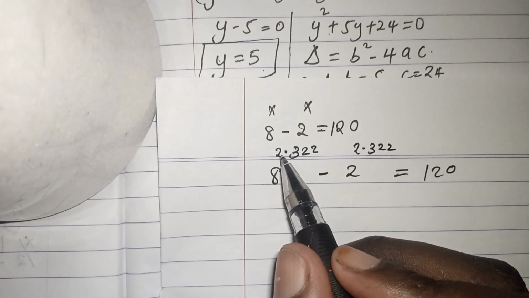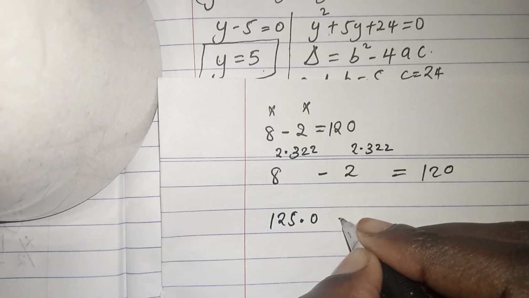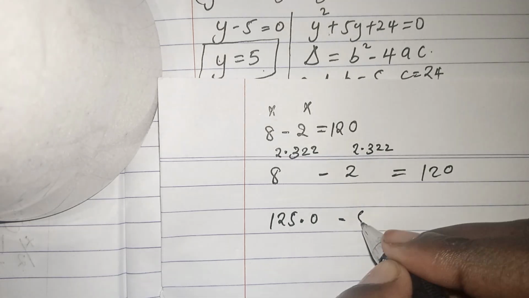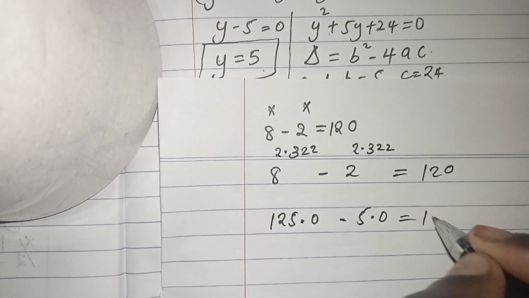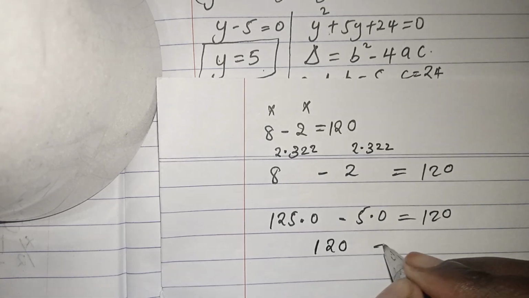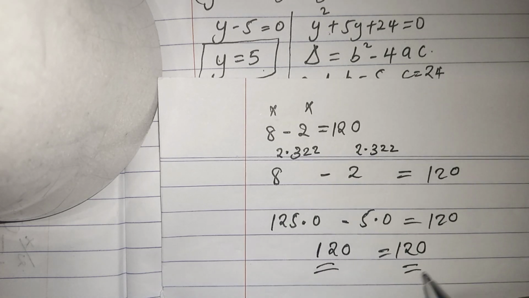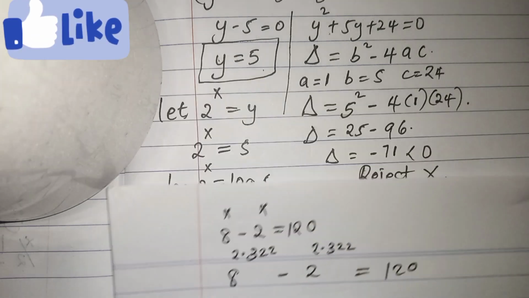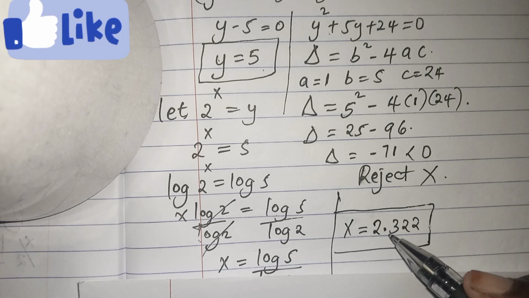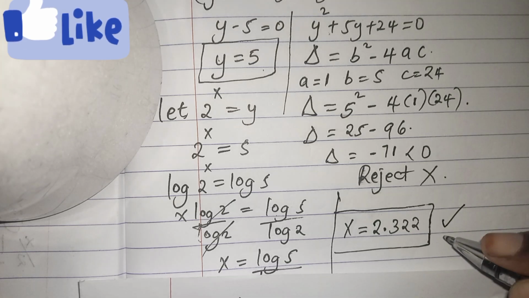So 8 to the power of 2.322, this gives us 125.0 minus 2 to the power of 2.322, this gives us 5.0 is equals to 120. So 125 minus 5, this gives us 120 is equals to 120. So our left hand side and our right hand side are the same, meaning x is equals to 2.322 satisfies our equation. So this is the real value of x.